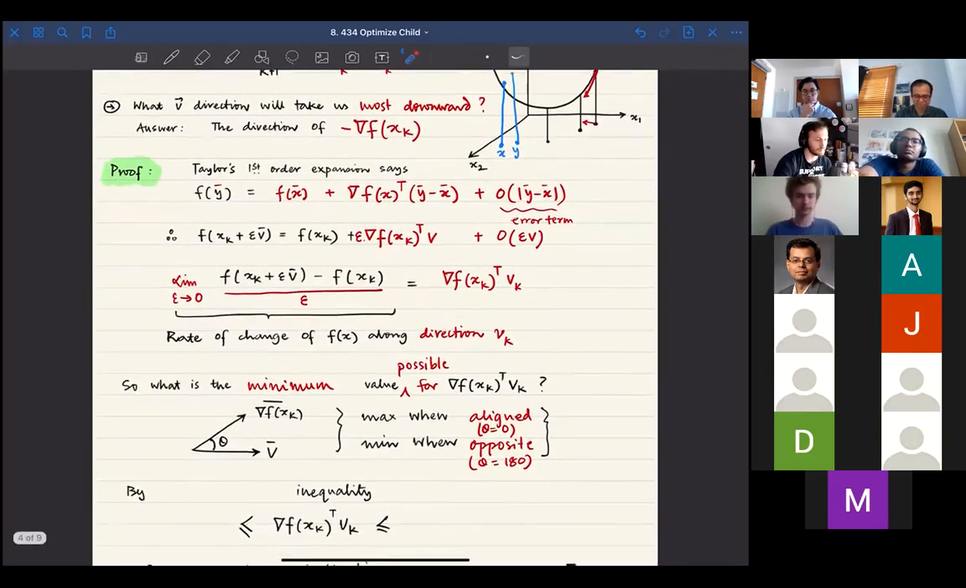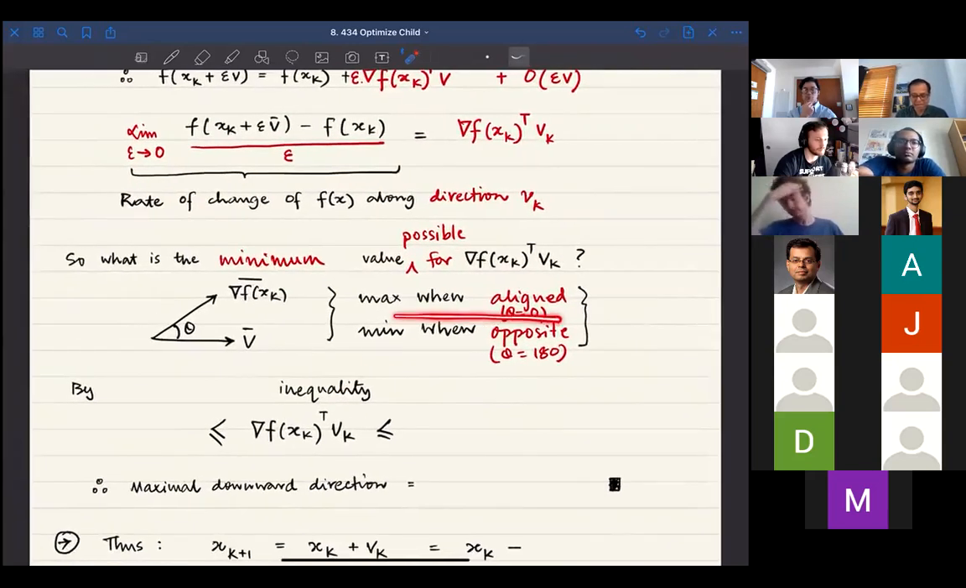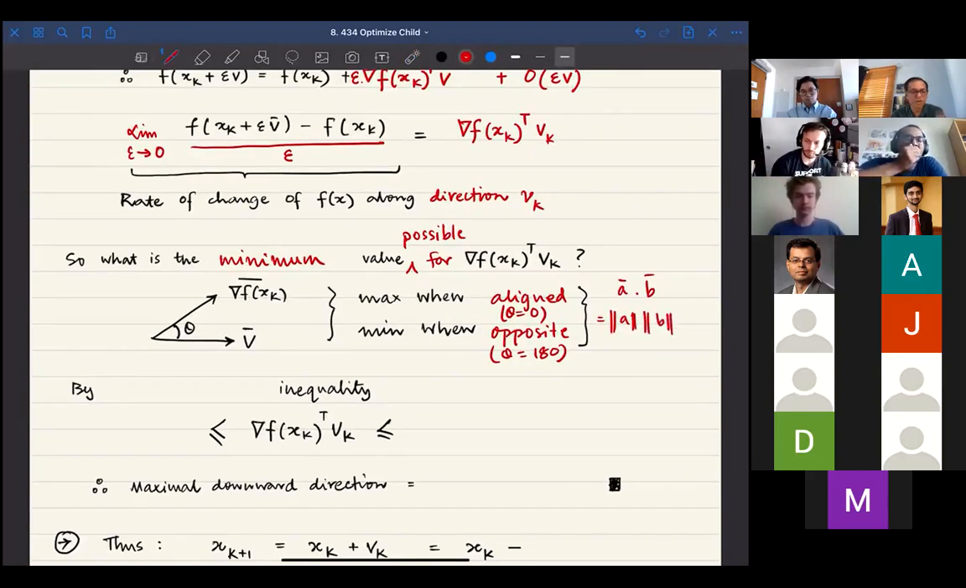Sure. Okay. So this is max when it's aligned, and min when it's opposite. And remember, guys, if we have vector A dot B, a dot product, that is nothing but the L2 norm of A times the L2 norm of B, or otherwise length of A times length of B times cos theta. This is your basic dot product.